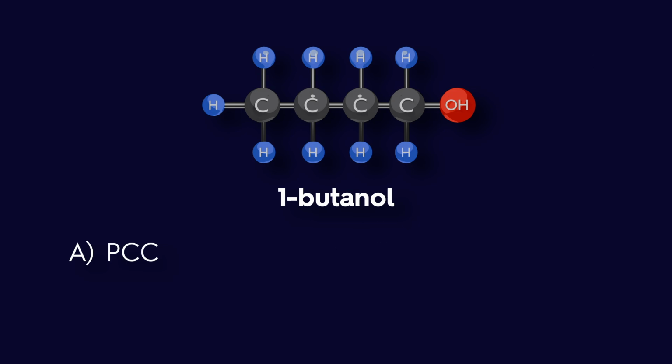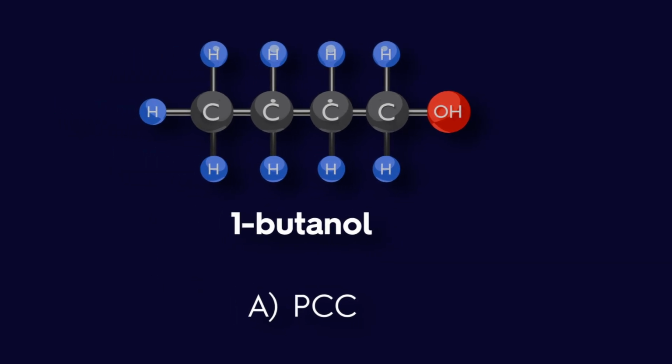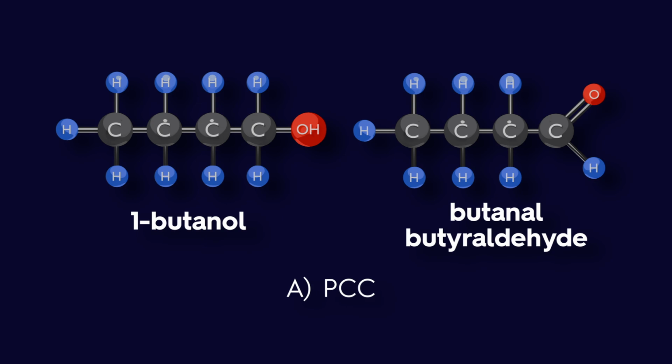PCC, pyridinium chlorochromate. It stops cleanly at the aldehyde. So from 1-butanol, you get butanal, also called butyraldehyde. And that's just one strategy.